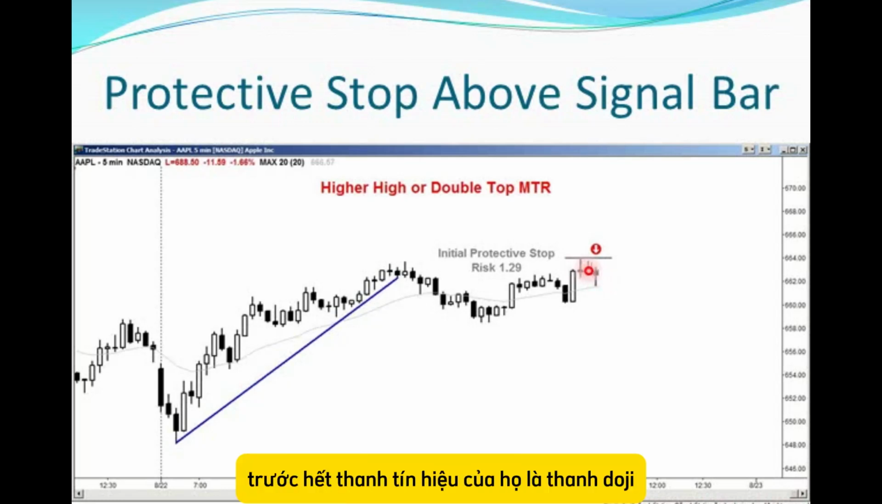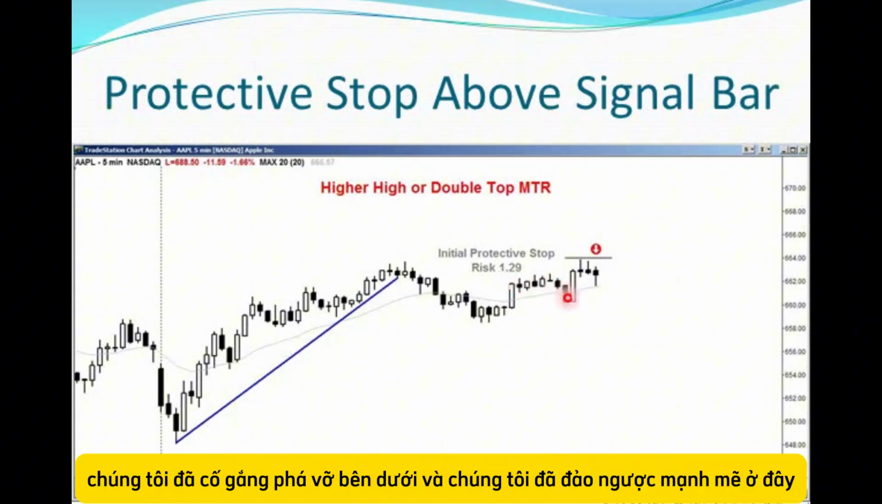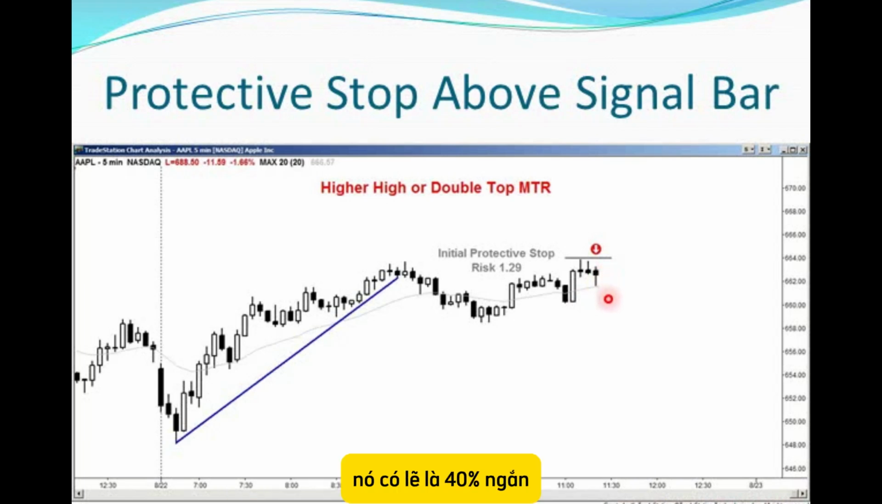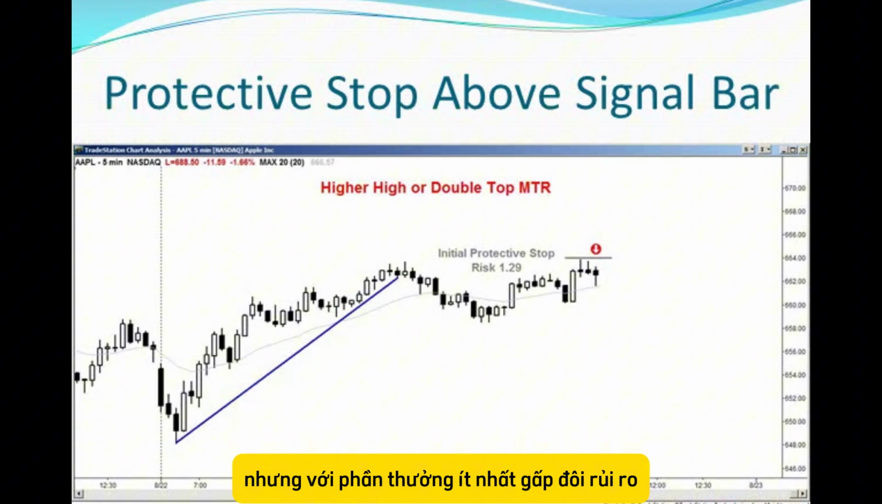First of all, their signal bar is a doji bar following a second doji bar, so that increases the risk of sideways instead of down. And then their entry bar has a big tail sitting above the moving average. We broke above the moving average here. We tried to break below and we reversed up sharply here, and it looks like we're holding above it here. And also this was a low probability event, and low probability events usually have a second leg. So this is not a high probability short. It's probably a 40% short, but with the reward being at least twice the risk, it's still mathematically reasonable to do.